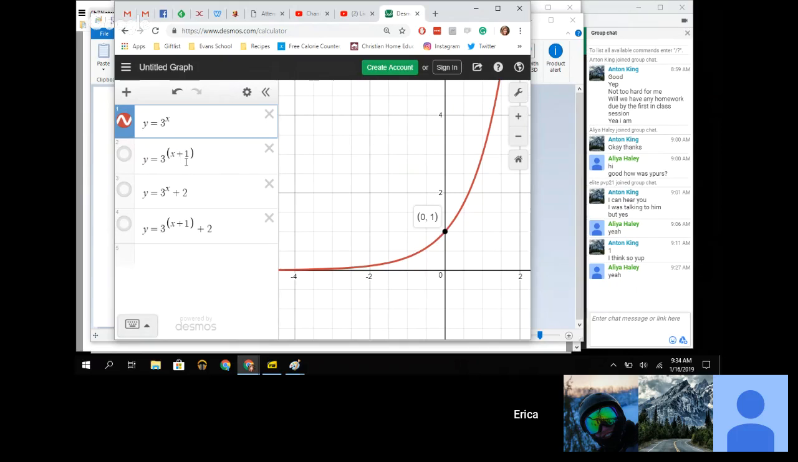What happens if in my exponent I add 1? So this is inside my function, right? What happens when we add or subtract inside a function? It either shifts up and down or left and right. So let's see what happens. When I add inside my function, it actually shifts my graph to the left by 1 unit.